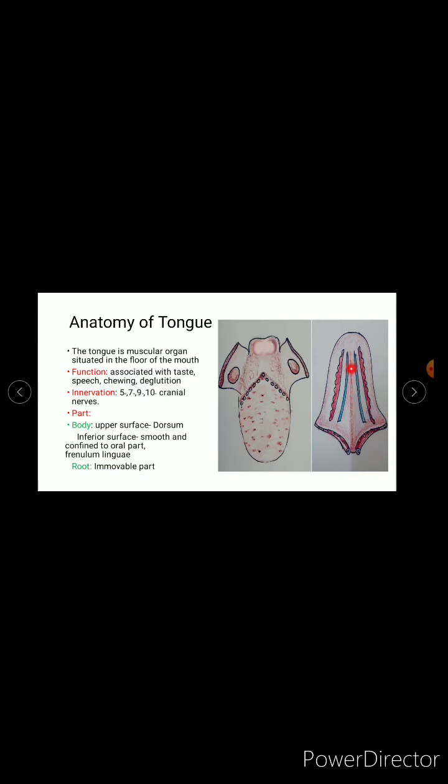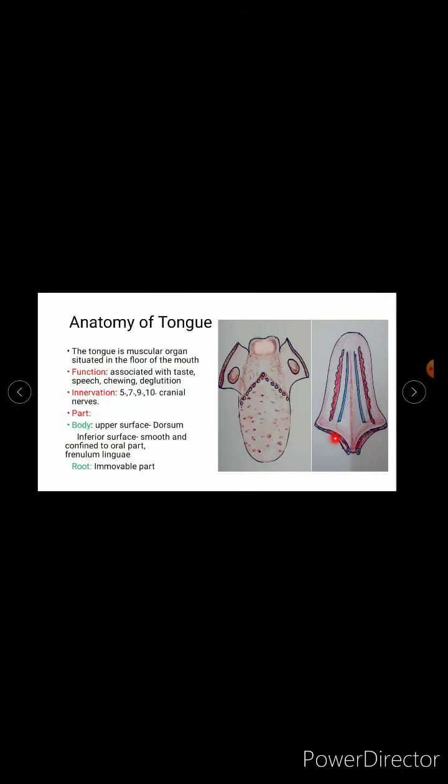In the middle of this ventral surface or inferior surface of tongue, you can see the fold of mucous membrane that is known as a frenulum linguae, and lateral to this fold there is a deep lingual vein, the sublingual fold where the sublingual ducts open. At the middle of this sublingual fold there is a submandibular papilla where the submandibular ducts open.